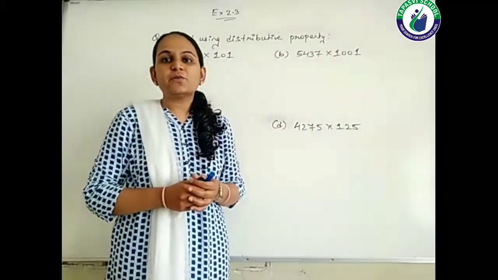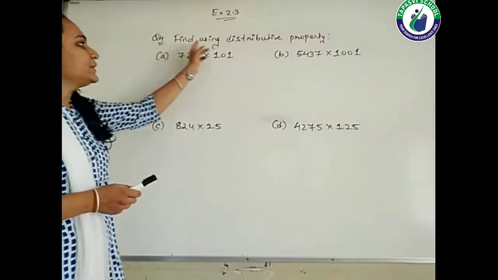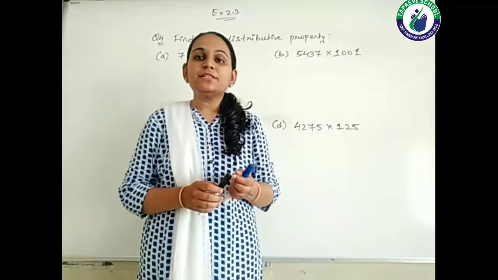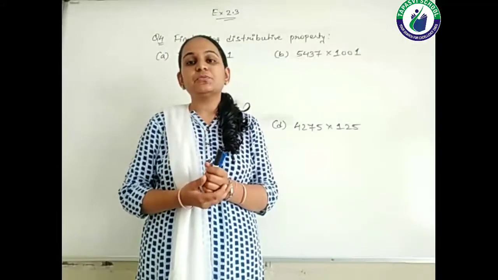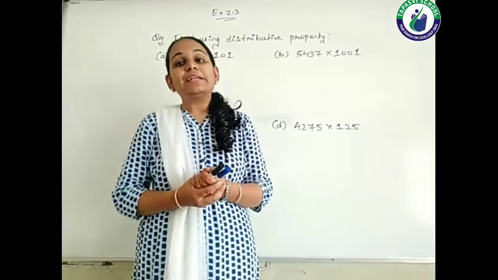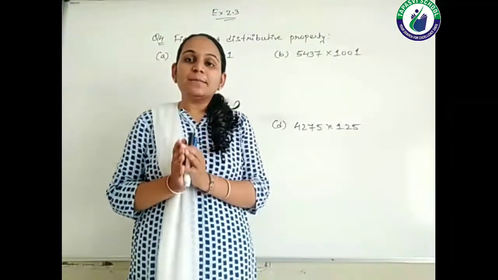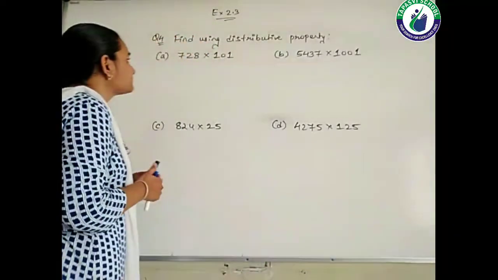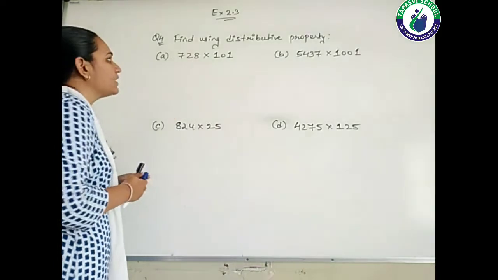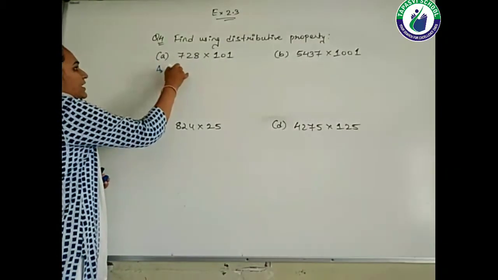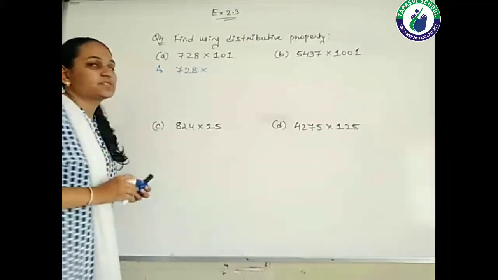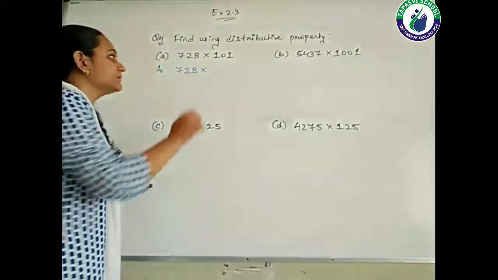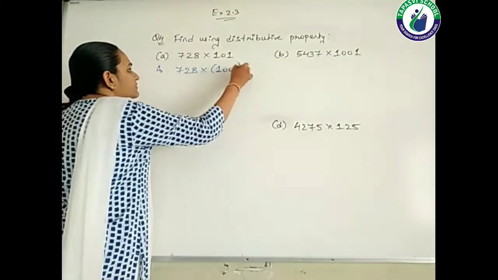Okay students, now let's begin with question number 4: find using the distributive property. That means here we need to use the distributive property. The distributive property says distribution of multiplication over addition. That means the multiplication needs to be distributed. So let's begin here students. First one is 728 multiplied by 101. Now students, just have a look here. Can we write 101 as 100 plus 1?